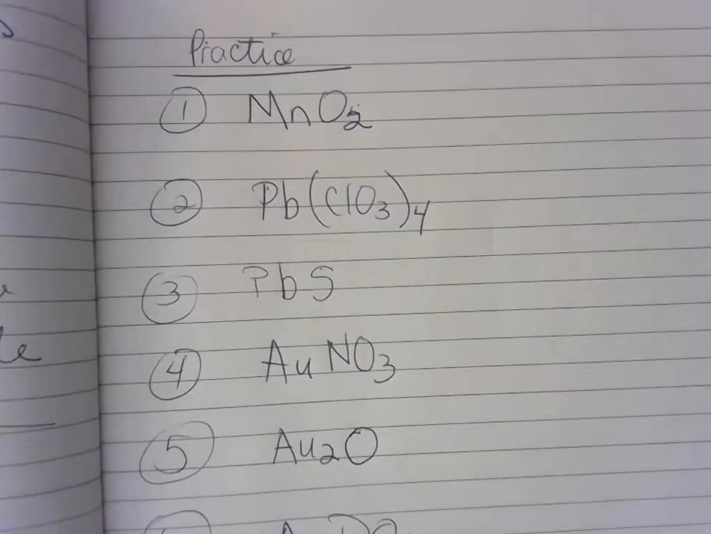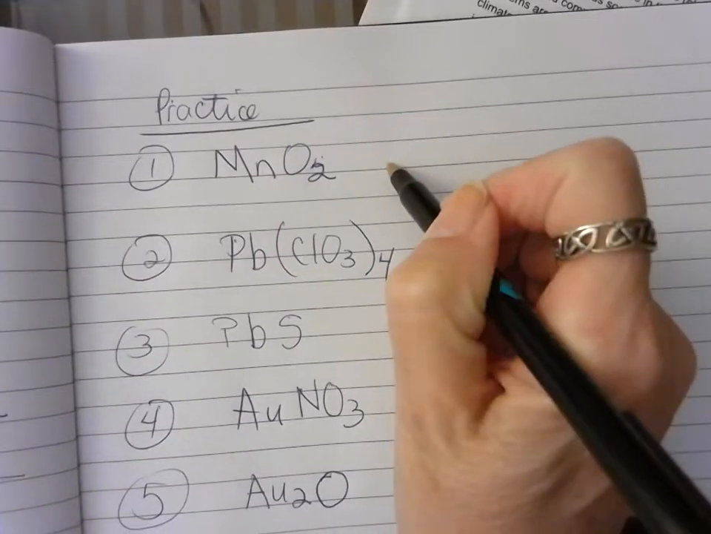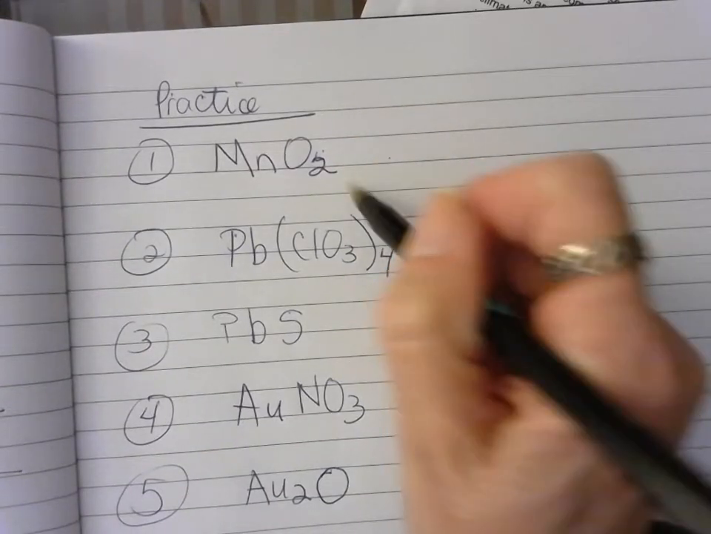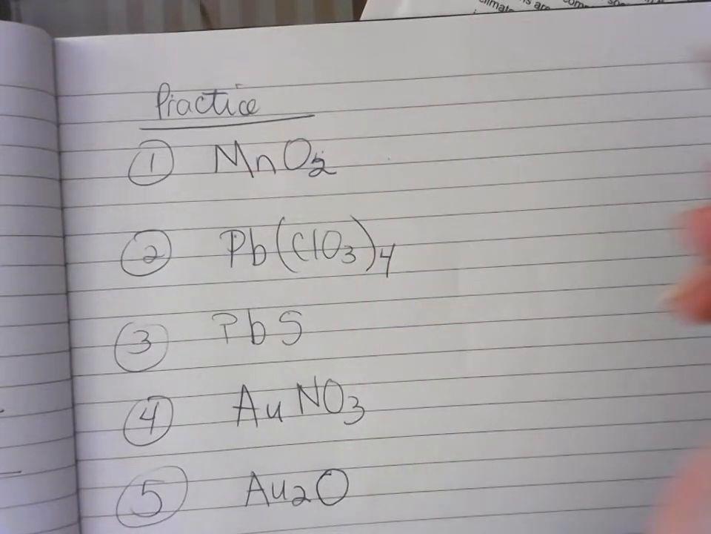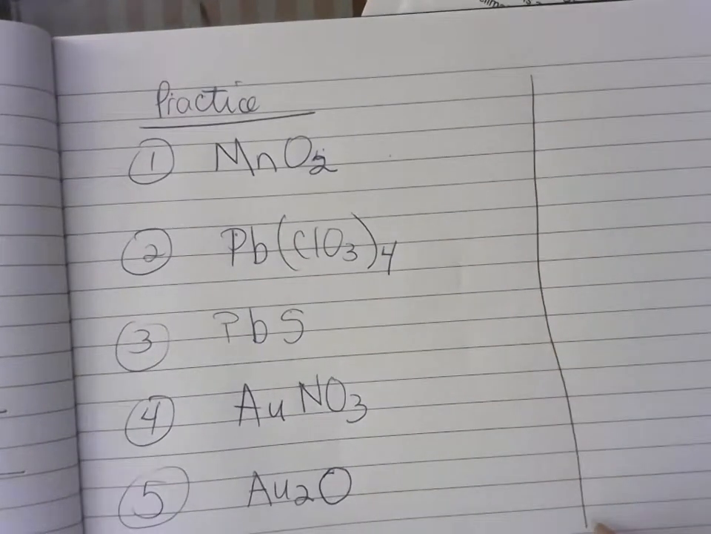The homework that you did Friday was to name these compounds. You got two different names. No matter which name you are using, you're going to have to find the oxidation number of your cation.